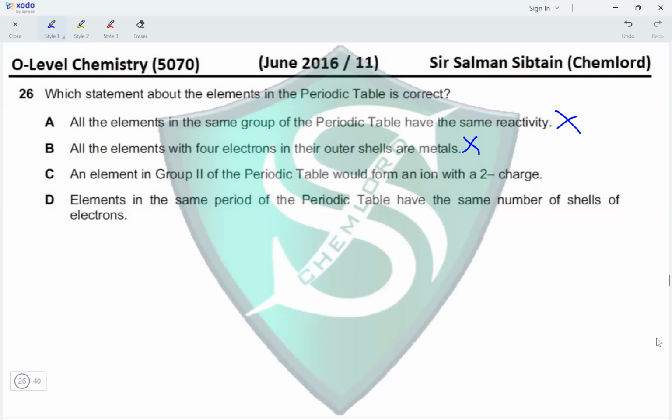An element in group 2 of the periodic table would form an ion with a 2 negative charge? No, they are metals. They would form ions with a 2 positive charge. Elements in the same period of the periodic table have the same number of shells of electrons? Yes. If the period number is the same, that means the number of shells present in the atoms of those elements would be the same. Therefore, the correct option for this question is option D.